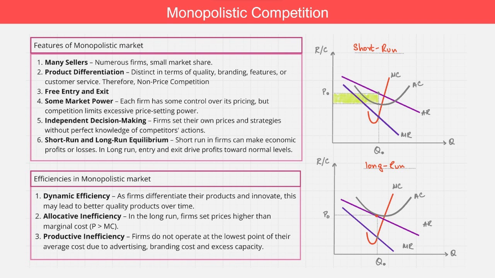What can you see on your screen? You can see different kinds of features of the monopolistic competitive market in the top and efficiencies of monopolistic competitive market at the bottom. And on the right hand side of your screen, you can see the two diagrams with short run and long run.